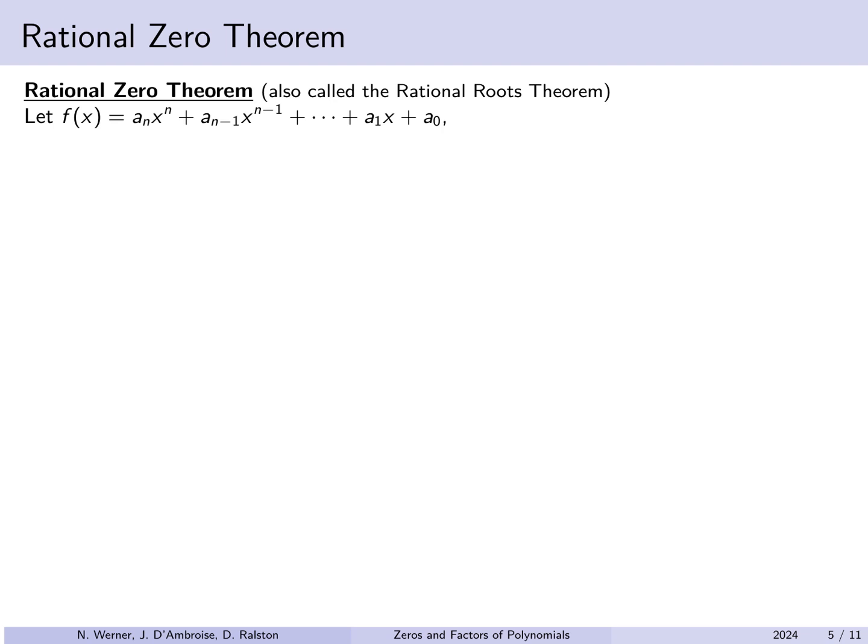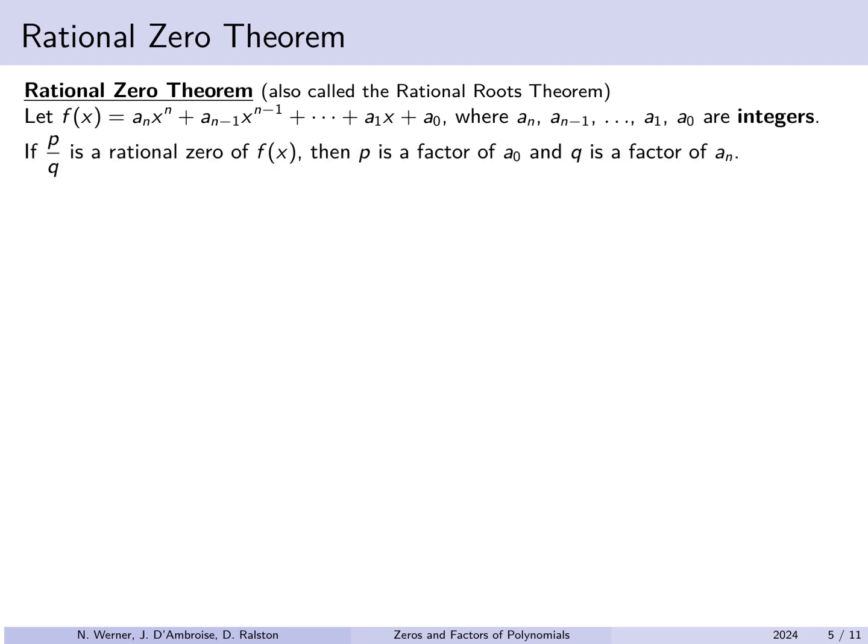Suppose f of x is a polynomial given in its standard form, some number called a sub n times x to the n. Here n is the largest power of x, therefore the degree, and a sub n is therefore the leading coefficient, plus numbers times smaller powers of x, culminating in a constant term a sub 0 that is not multiplying any x. So remember, all of these coefficients have to be integers for the following theorem to apply. If p over q is a rational root of f of x, so p is an integer and q is a non-zero integer, then p is a factor of the constant term a sub 0, and q is a factor of the leading coefficient a sub n.